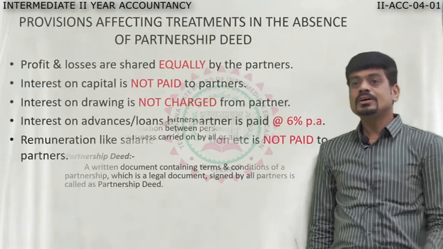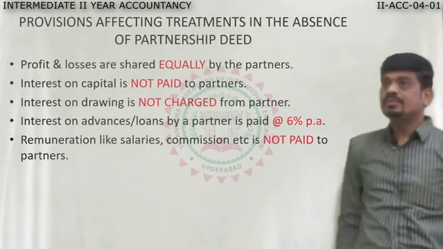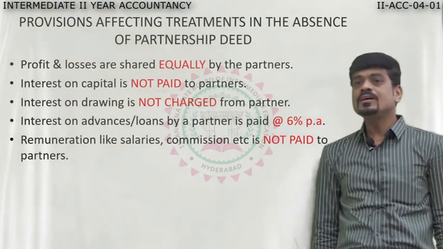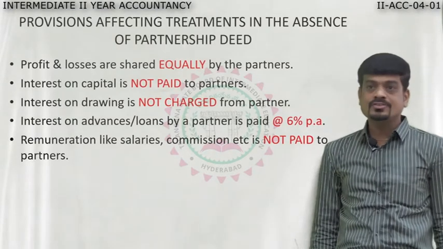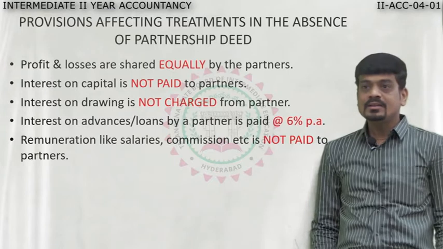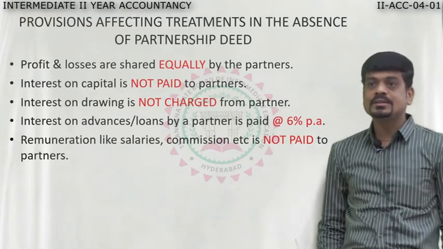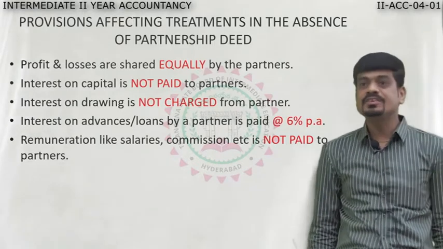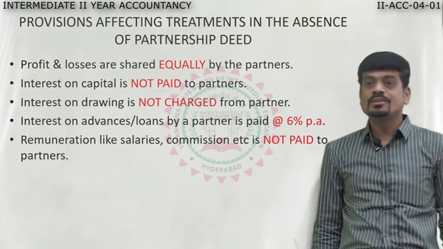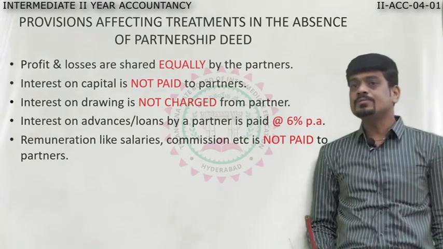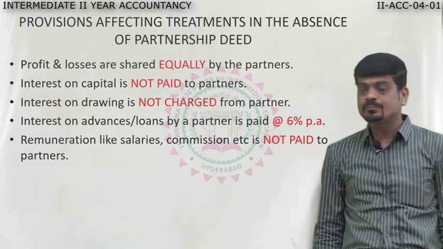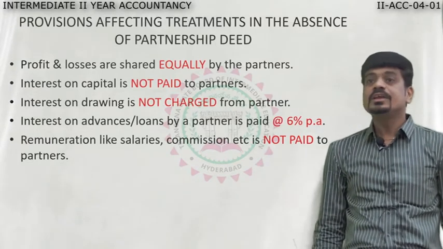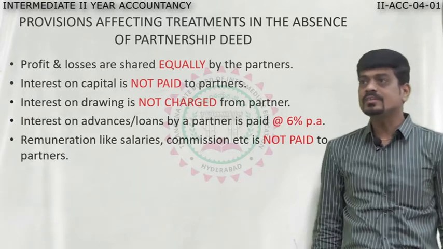Now comes the next important subject: what are the provisions? This is the practical approach, and here we are seeing what rules are applicable when the partnership deed is not maintained by the partnership firm. We know that last year in theory we studied there is no compulsory registration and so on. Like that, sometimes the partners may not have a partnership deed. Orally they may agree to do the business. In that situation, where there is no partnership deed, what are the rules applicable?